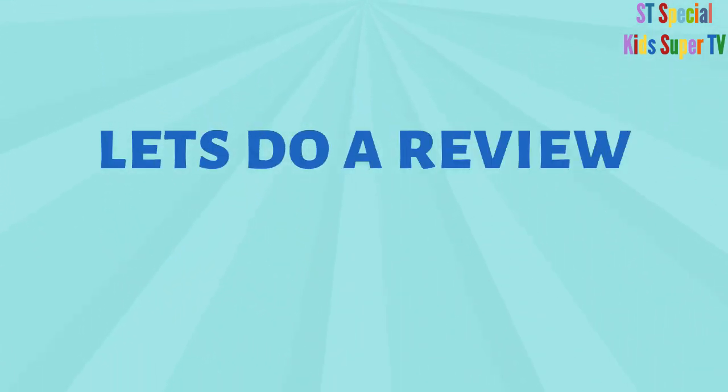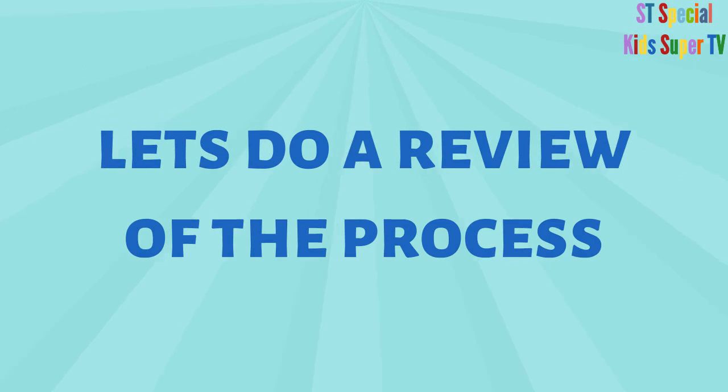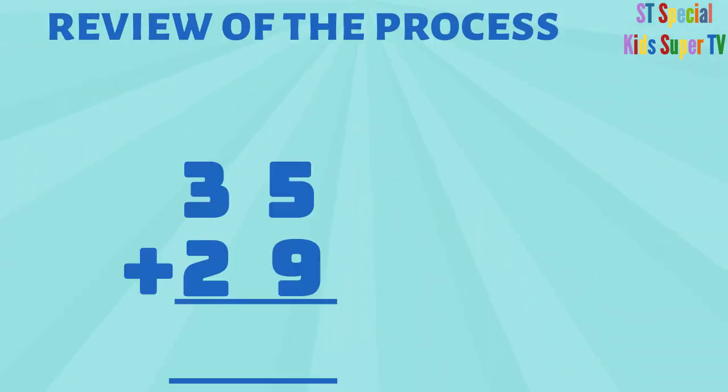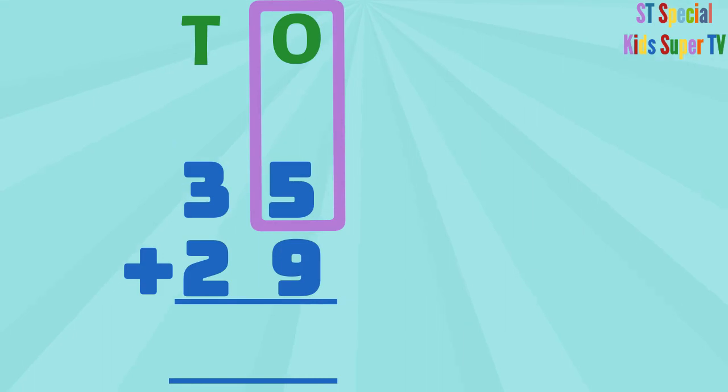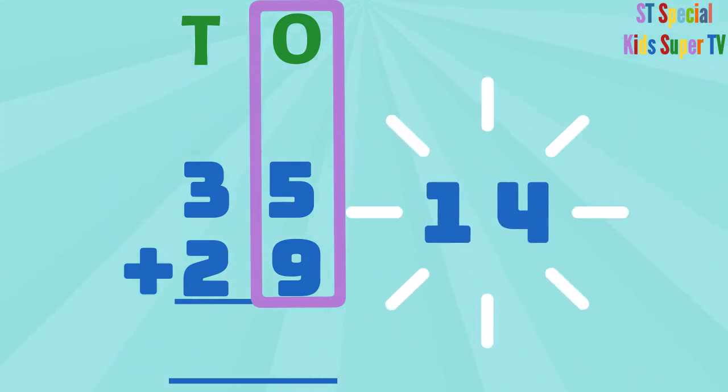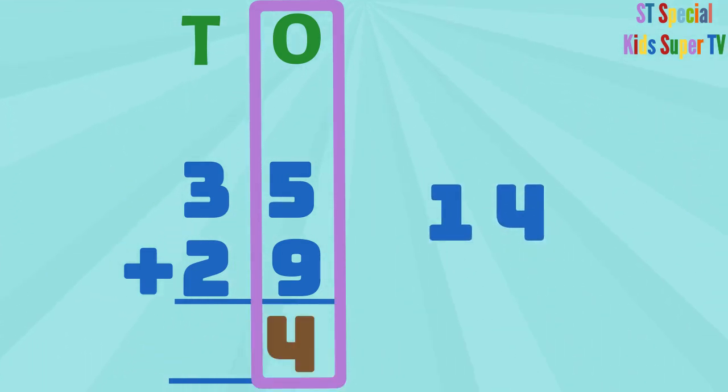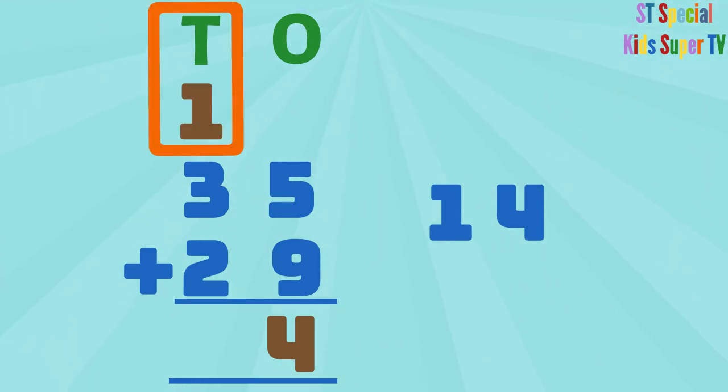Let's do a review of the process. We start by identifying the ones and the tens. Then we add the ones. 5 ones plus 9 ones equals 14 ones. We write the 4 under the ones column. Then we carry over the 1 to the tens column.